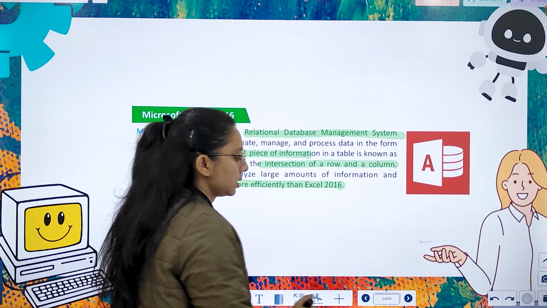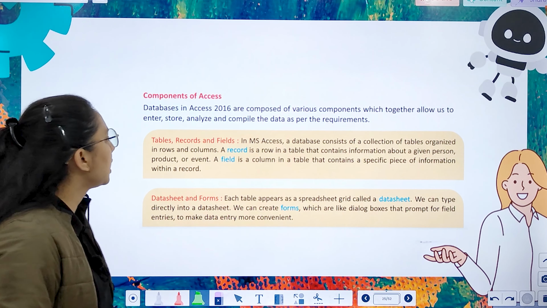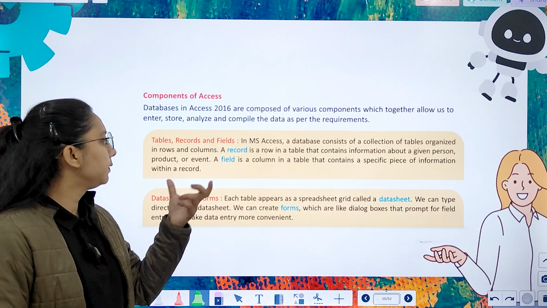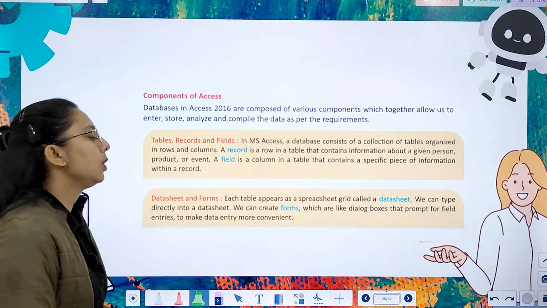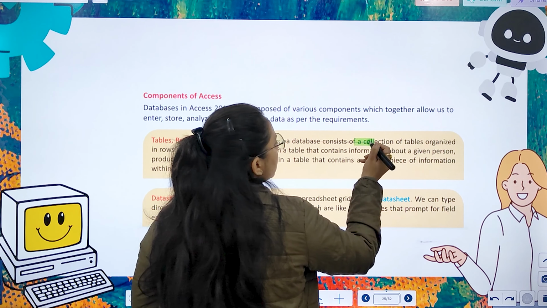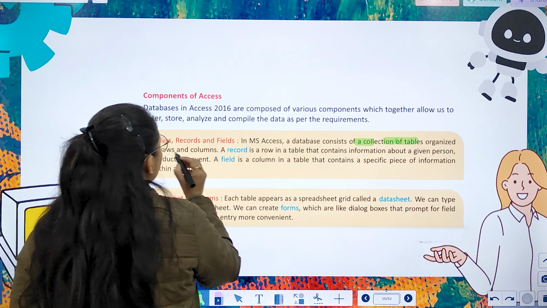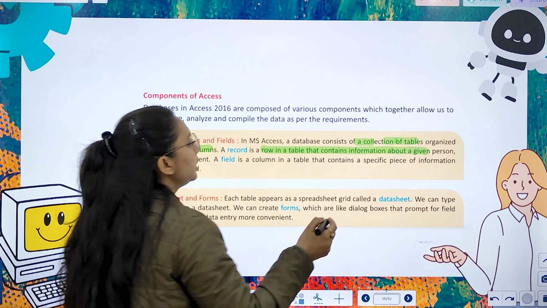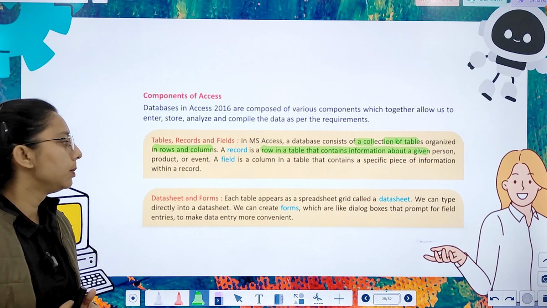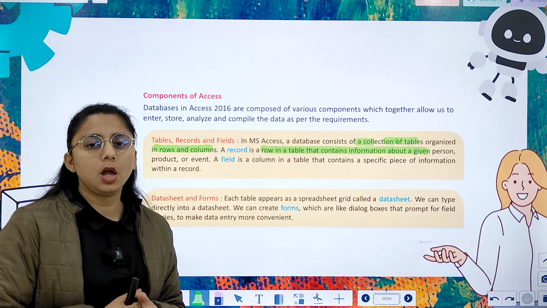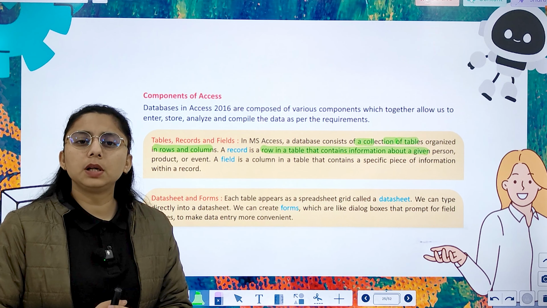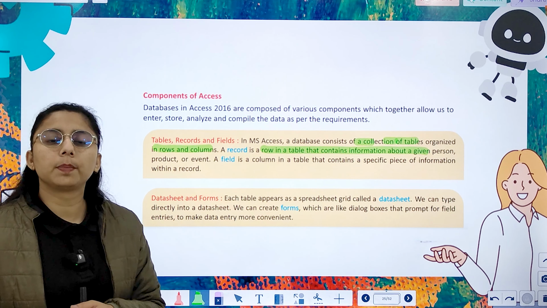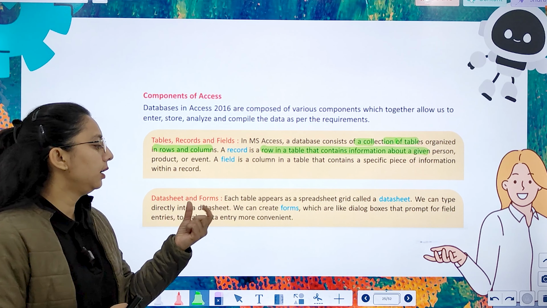So let's study the components of Access. We have different components, like table, records and field. So in MS Access, a database consists of a collection of tables organized in rows and columns. A record is a row in a table that contains information about a given person, product or event. A field is a column in a table that contains a specific piece of information within a record. Then we have datasheets and forms.